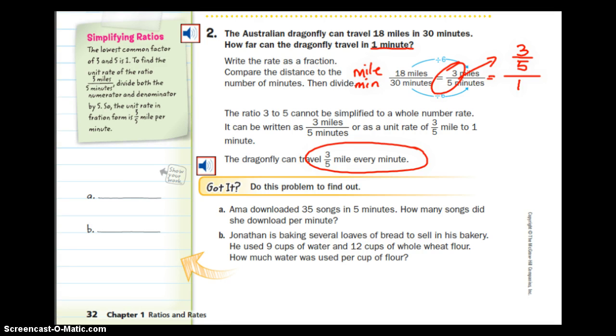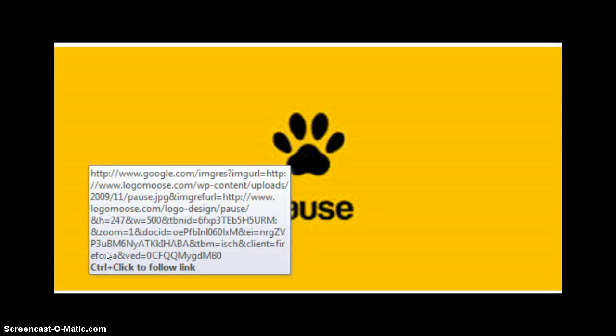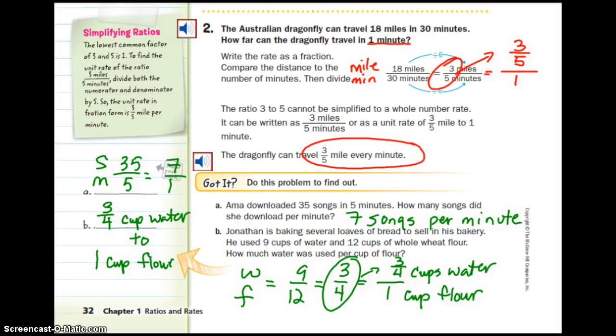Get it, got it, go. Pause the video. So in problem number A, we have songs in minutes. So again, we have a rate. Did you put a label? If you did not put a label, do that now. I used an S and an M. So we have 35/5, which simplifies to 7/1, 7 songs per minute.